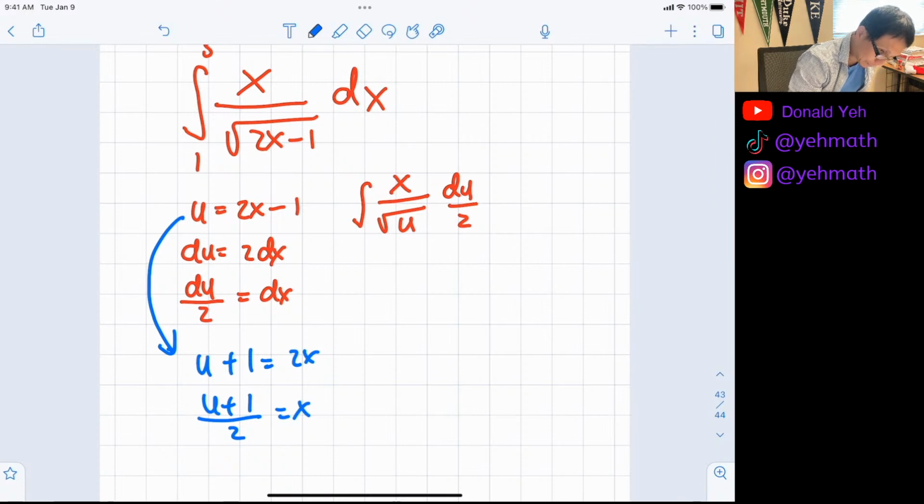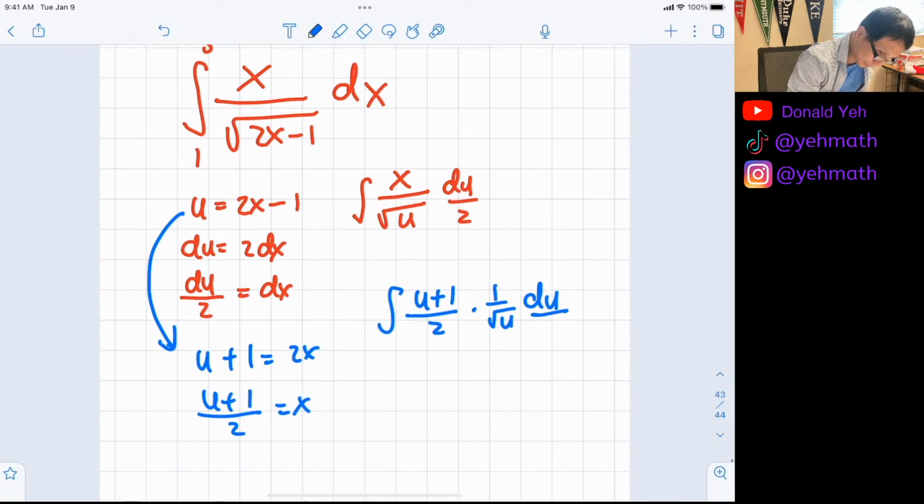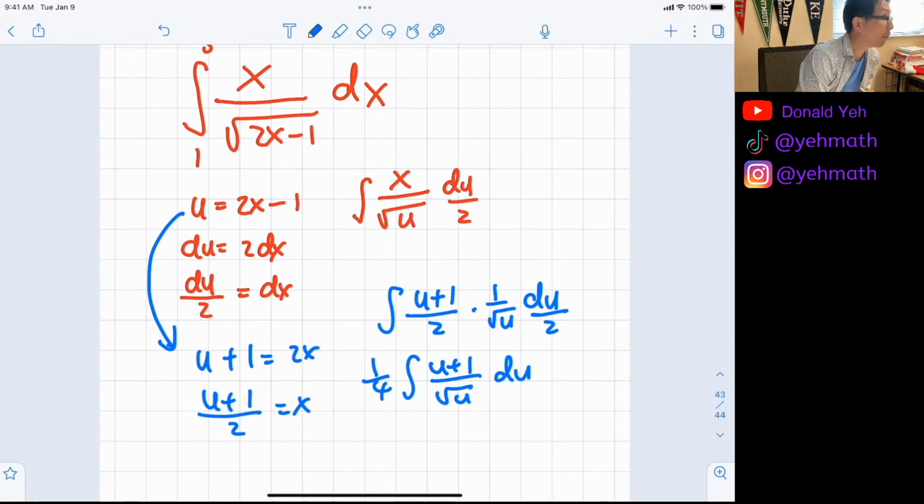Is it 2x minus 1 or x minus 1? Yeah, it's 2x minus 1. So this one's gonna be u plus 1 over 2 times 1 over square root u du over 2. So it'll be 1 over 4 times u plus 1 over square root u. What happened? It's really close. Some math is wrong.